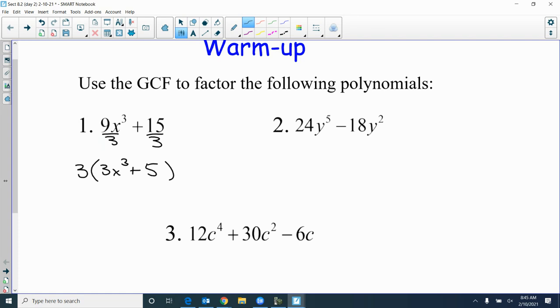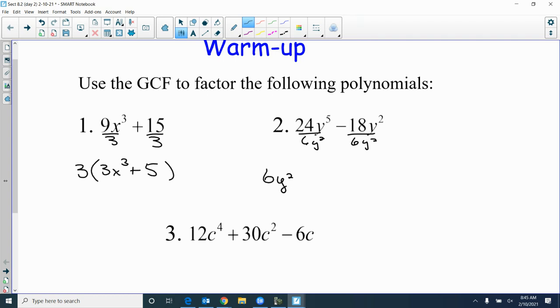6y squared. Okay. A lot of you just had 6. I don't want to say a lot, a few that I looked at. I didn't look at everybody's. But if they both have the same variable, that has to be part of the GCF. Now, to get that GCF, you can do the factor tree.